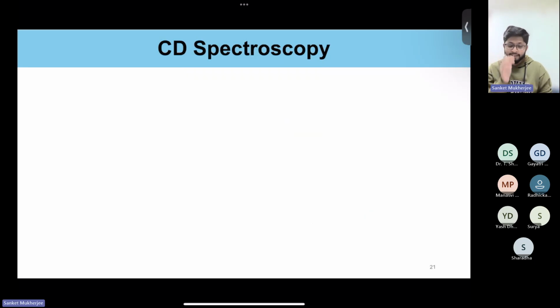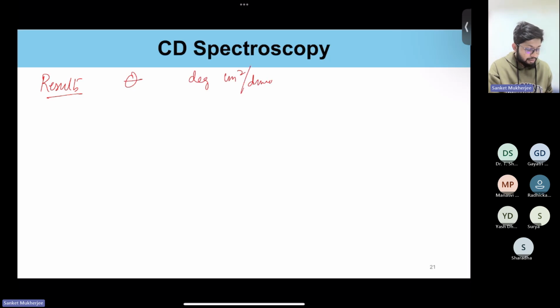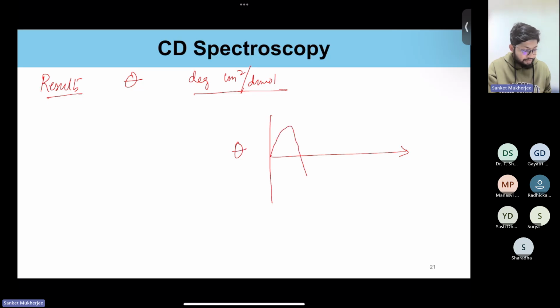What we need to understand here is that we get results in form of ellipticity, denoted as theta. The unit would be degrees centimeter square per decamole of protein. This is based on the characteristic wavelength. Based on the wavelength, we get theta values, and this is how a CD spectra would look like.